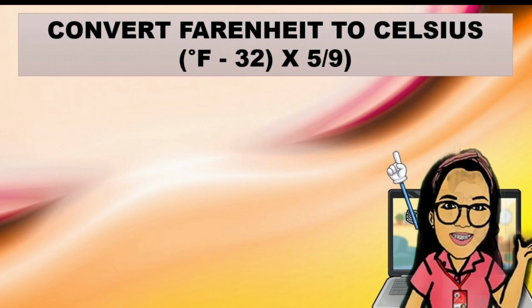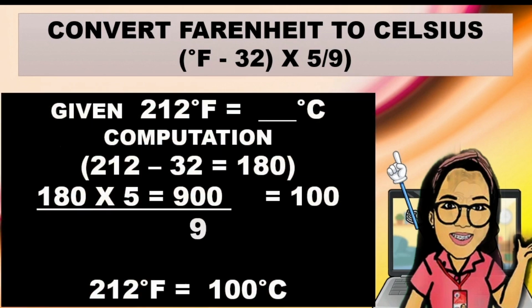Next, we have converting Fahrenheit to Celsius. Our formula is degree Fahrenheit minus 32 times 5/9. Let us have our example. The given is 212 degrees Fahrenheit. Let us find out its equivalent in degrees Celsius.